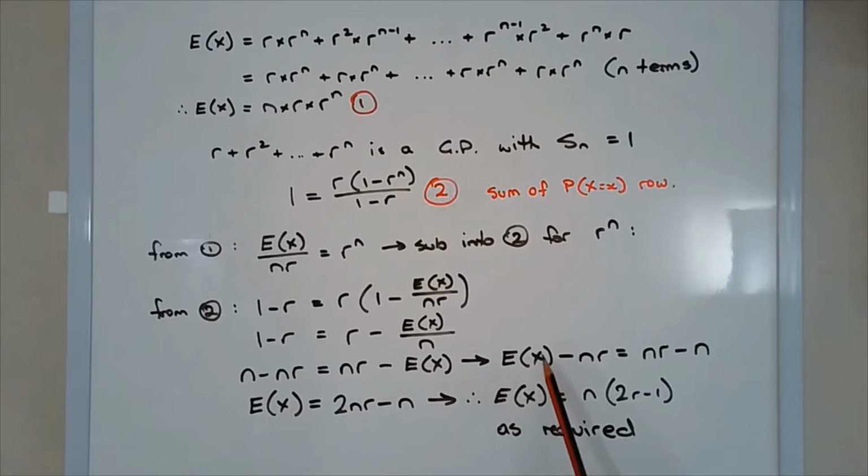And I've just reversed the terms. So E(X) minus nr is equal to nr minus n. So I've also flipped each side of the equation around just to make E(X) the subject. And then adding nr to both sides, we end up with expected value of x is equal to 2nr minus n. And then factorizing out the n, we have expected value of x is equal to n(2r − 1) as required.